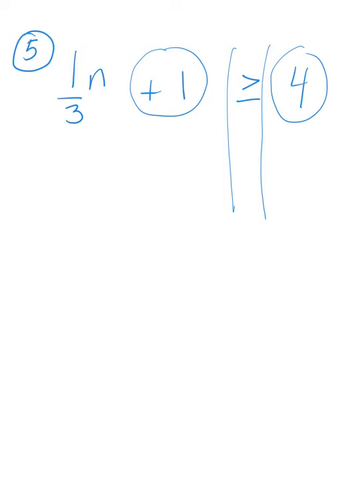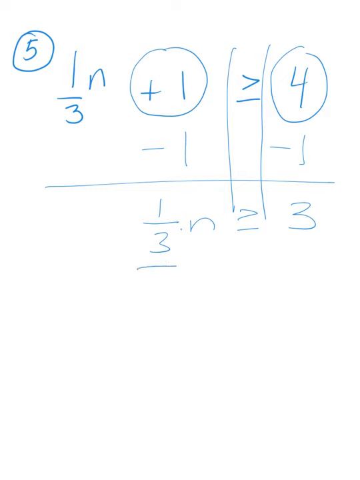You're going to do 1 minus 1 and then 4 minus 1. Yep. So you got 1/3 n is greater than or equal to 3. So 1/3 times n is greater than or equal to 3. So what are you going to do? How am I going to get 1/3 away from n? What should I do next? Divide. Divide by what? 1/3. Yep.